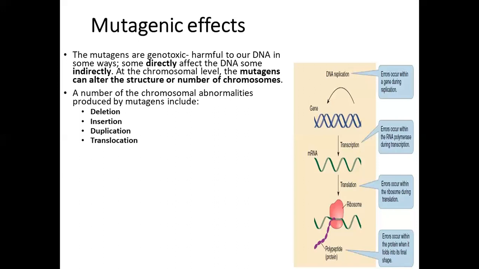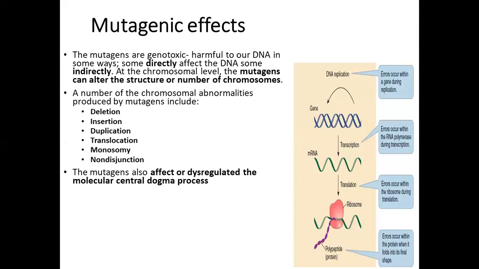There could also be translocation, monosomy, which has to do with the number of chromosomes. We have also non-disjunction as some of the abnormalities that are produced by the mutagens in the chromosome.